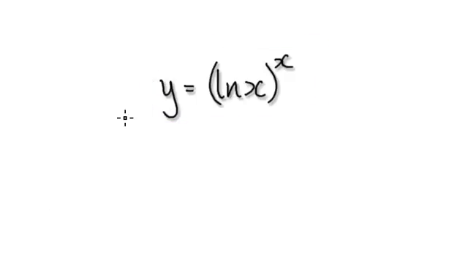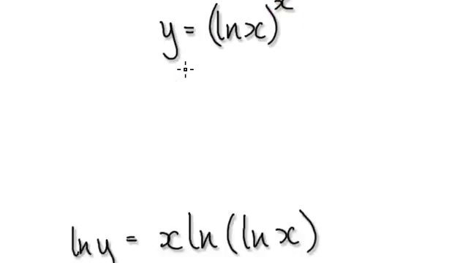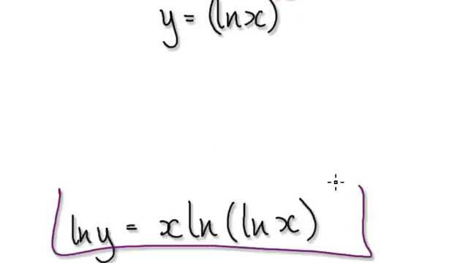Okay, so to do this here, take the natural log of both sides. Take the natural log on the left hand side, take the natural log on the right hand side. When you take the natural log on the right hand side, this index is able to move out here. Okay, so that will then give you this.